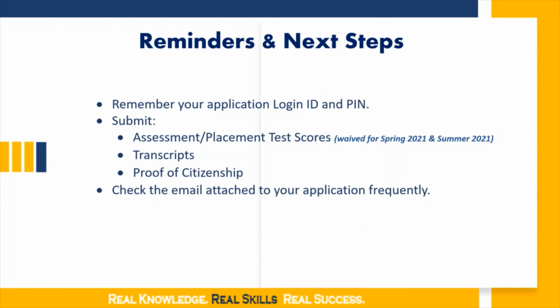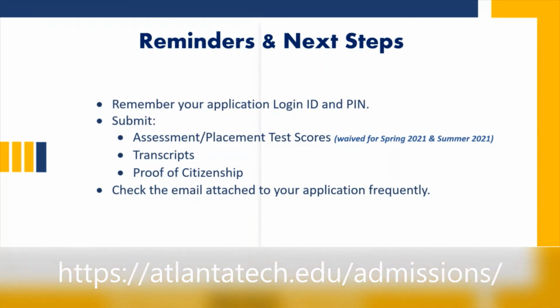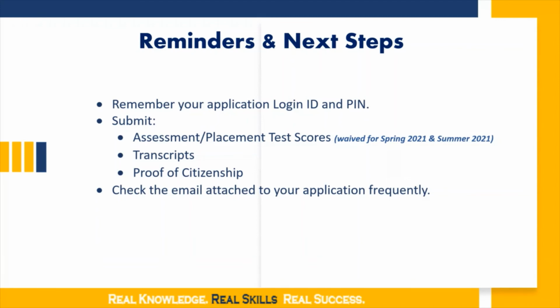To complete the application process and be admitted to Atlanta Tech, you'll need to submit a few more pieces of information: assessment or placement test scores, transcripts, and proof of citizenship. For more information about these requirements, go to the admissions section of the Atlanta Technical College website. And lastly, check the email address that you entered into the application daily for messages about your application or financial aid.